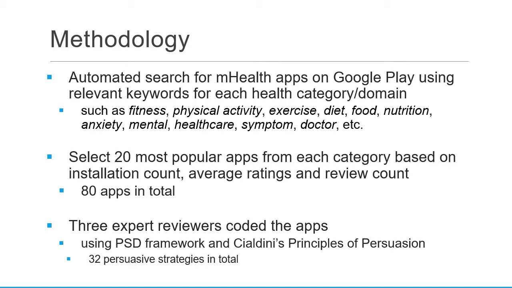Our approach involves 3 main stages. First, we developed a Python script to extract mHealth apps on Google Play using keywords relevant for each domain of interest. For example, we used keywords like fitness, physical activity, exercise, and so on to extract apps in the physical activity and fitness domain, while keywords like diet, food, nutrition, water, and so on were used to extract apps in the diet domain. Next, we selected the 20 most popular apps from each category or domain based on number of installations, average ratings, and number of reviews. So 80 apps were selected in total.